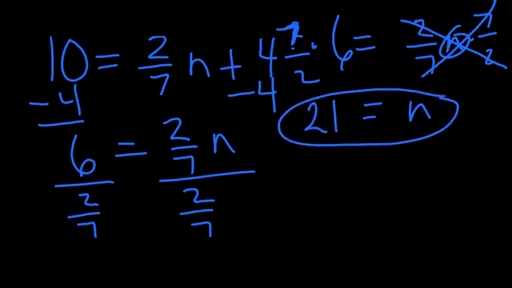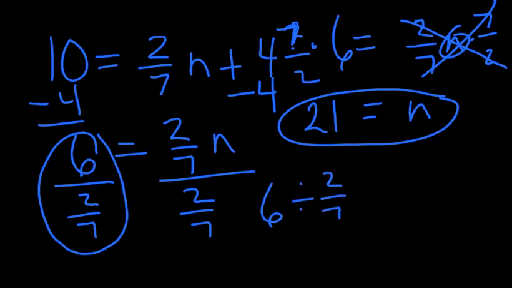If you wanted to, you could take this and divide it, which means you'd say 6 divided by 2/7. Well, that's the same as going 6 times 7/2. So see, doing it this way is really a shortcut. If you're going to do it like this and use your calculator, that'll work too. You're still going to get n equals 21. Let's check it.